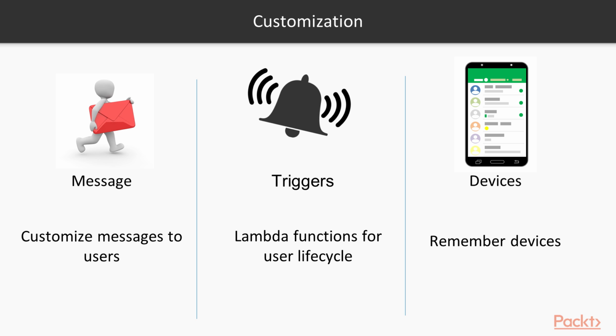And finally, we have the devices section. This basically lets you determine whether devices can be remembered by the user pool. This is only useful for MFA, multi-factor authentication, when you want to allow users to bypass it by remembering the device they are using. There are a few other things here that don't really fit into a good category.